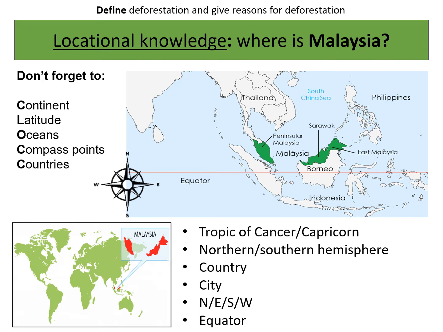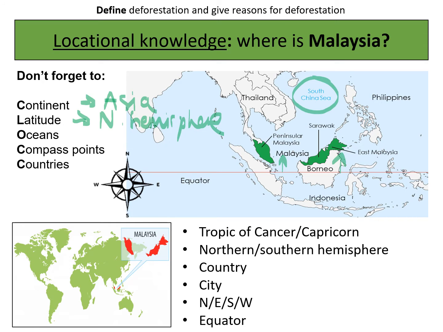So the continent that we'd refer to is Asia, which is found in the northern hemisphere. So it's just north of the equator, which we can see here. So this red line is the equator line. The oceans, you could refer to the fact that it's near the South China Sea, or we also have here the Pacific Ocean here. And then also here we have the Indian Ocean. So you could refer to all the oceans that surround Malaysia.